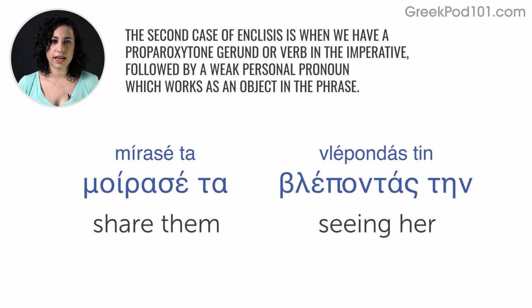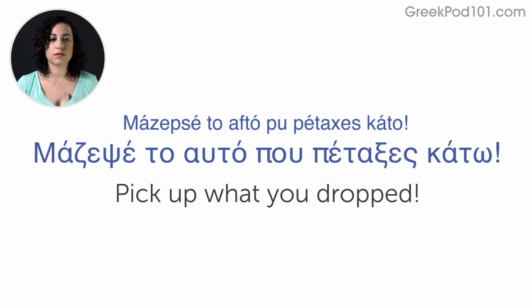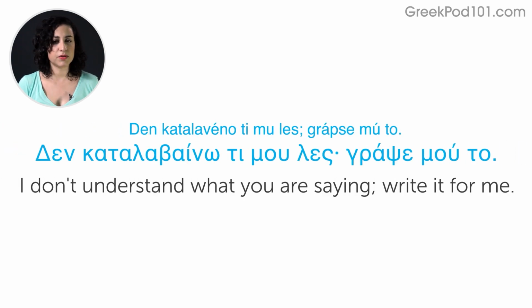The second case of enclisis is when we have a proparoxyton gerund or verb in the imperative, followed by a weak personal pronoun which works as an object in the phrase. For example, μοίρασέ τα, share them, and βλέποντάς την, seeing her. Here are some sample sentences. Μάζεψέ το αυτό που πέταξες κάτω. Pick up what you dropped. Δεν καταλαβαίνω τι μου λες. Γράψε μου το. I don't understand what you are saying. Write it for me.